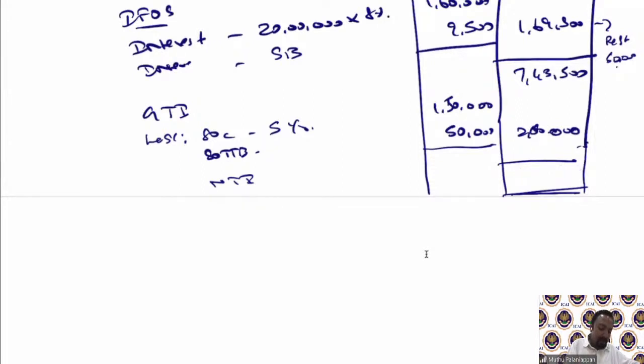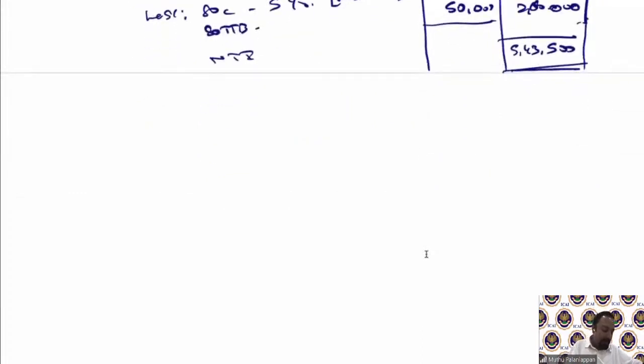So which means 5,43,500 will be there. So it is restricted to 1.5 lakhs. So totally 2 lakhs is what I'm getting. So this 5,43,500 is my income. So if you have to actually calculate tax on this 5,43,500, what will be there?